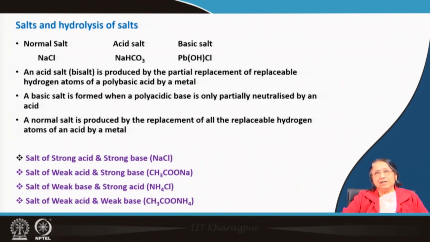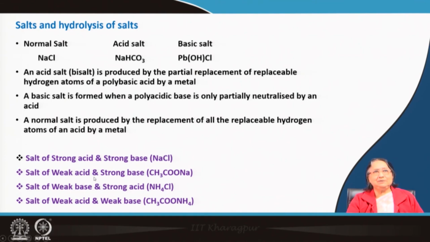In one type of classification, salts can be divided into normal salts, acid salts and basic salts. By definition, in NaCl there are no replaceable hydrogen atoms or replaceable OH groups, that is why it is called a normal salt. Here we can see there is one hydrogen which can be replaced by any metal, so it is an acid salt or bisalt, and here there is one OH group which can be replaced, so it is the basic salt.